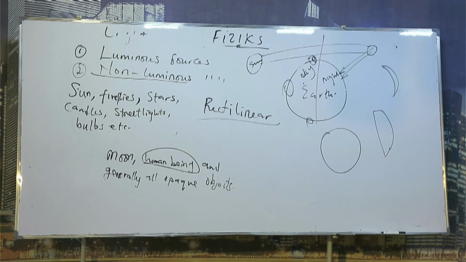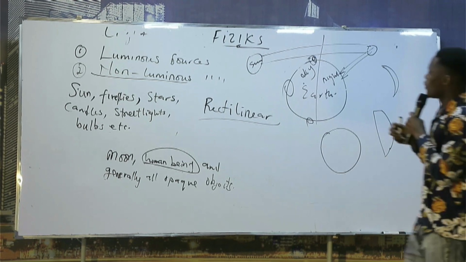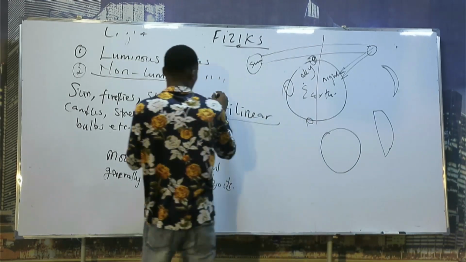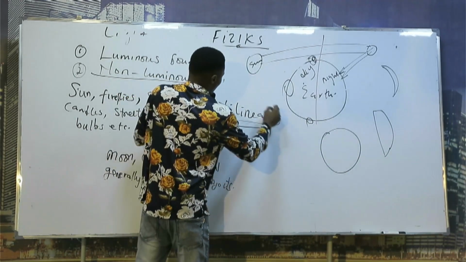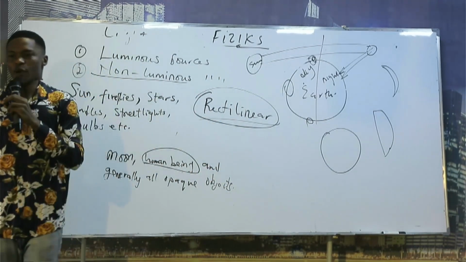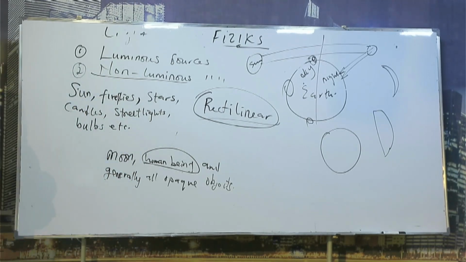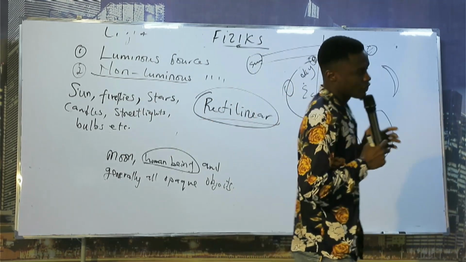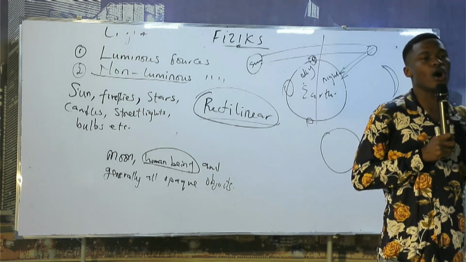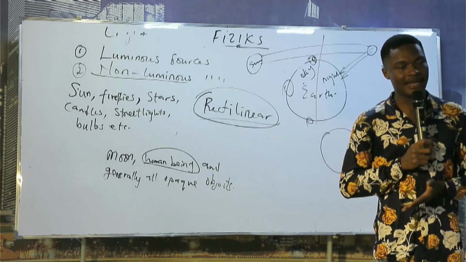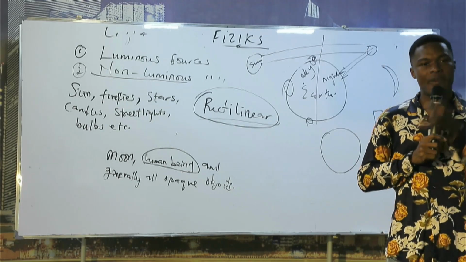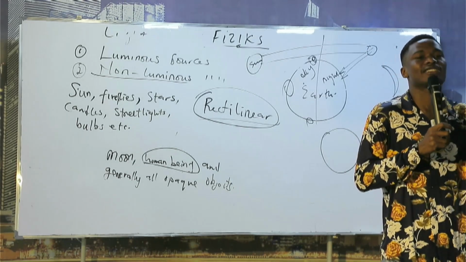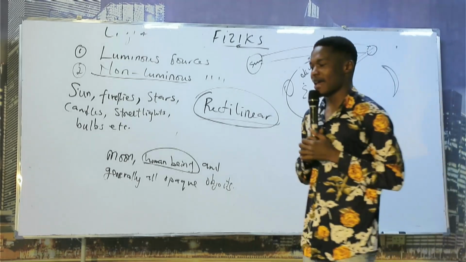Uncle, please, what causes eclipse of the moon and sun? We are going to talk about that. Now, what do you think is the meaning of rectilinear propagation of light? It means that light travels in a straight line. So when you hear the word rectilinear, it means straight line. Rectilinear propagation of light means that light travels in a straight line.